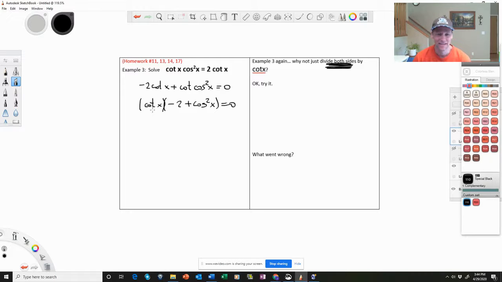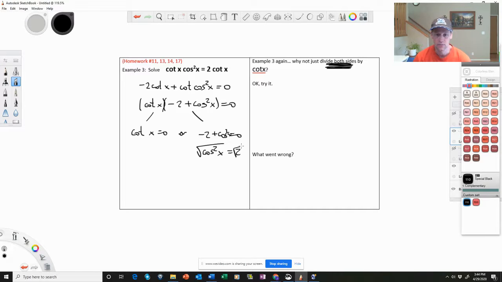So now I have that this times this equals 0. So I can split this in half, and I can say that either the cotangent of x equals 0 or negative 2 plus the cosine squared of x equals 0. So let's do this side first. So adding 2 to both sides, I get that.